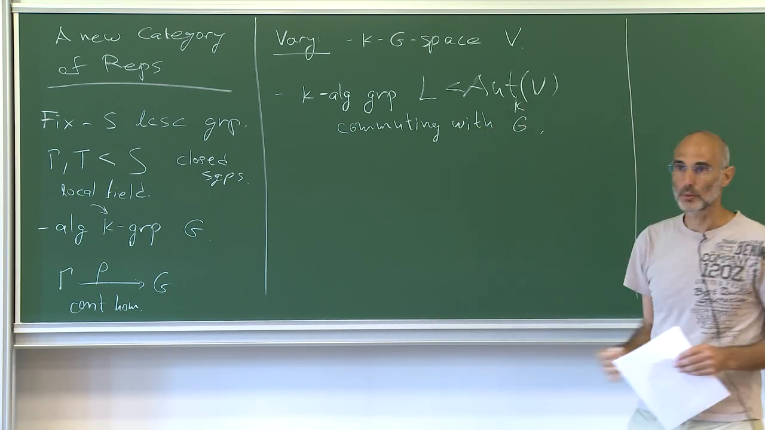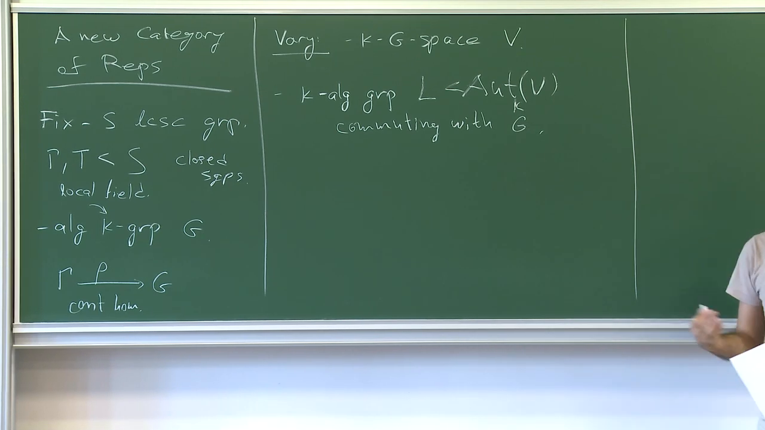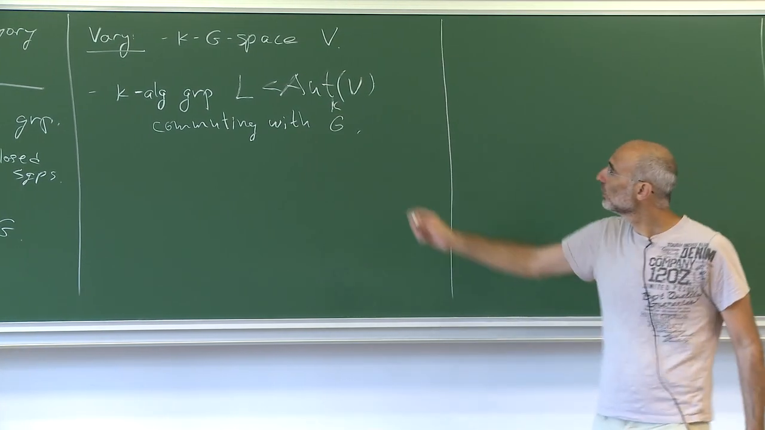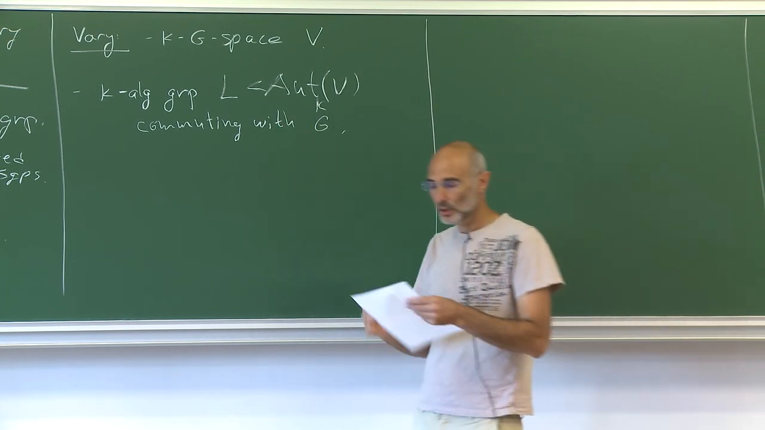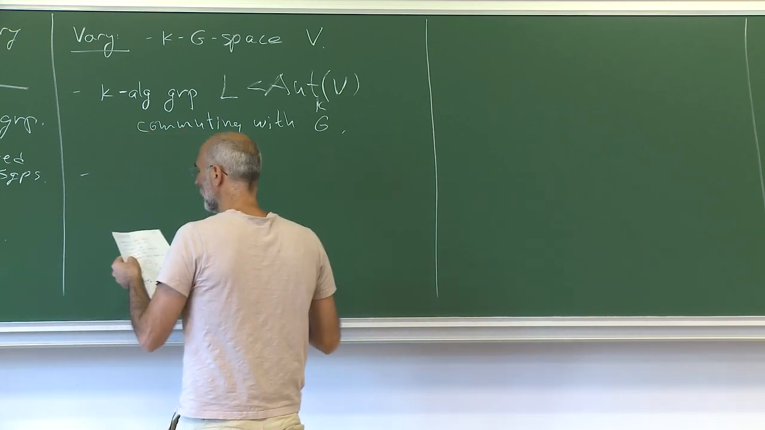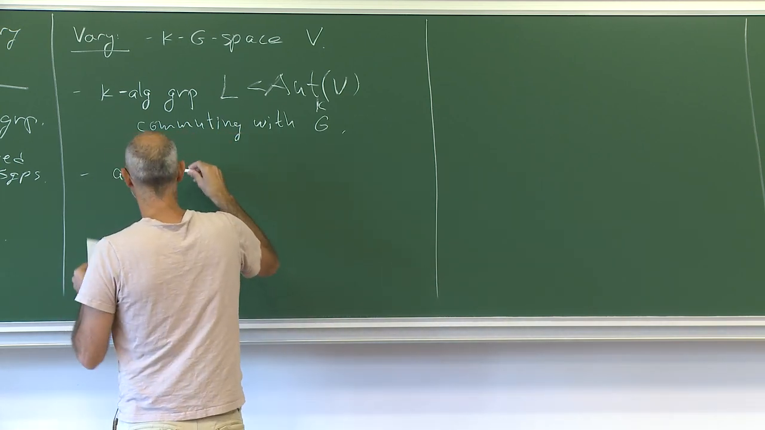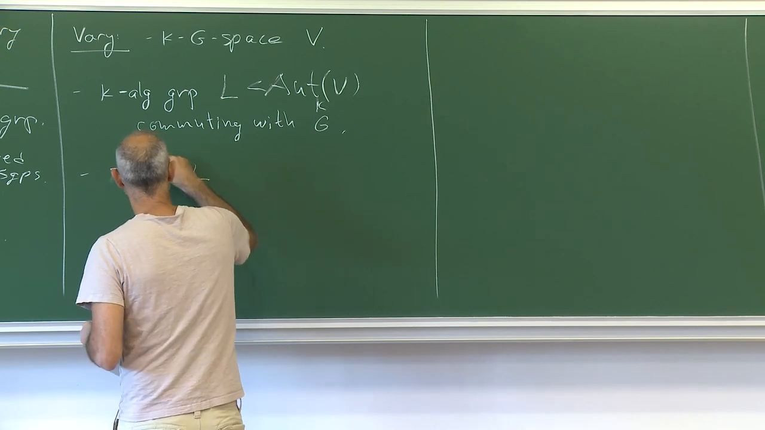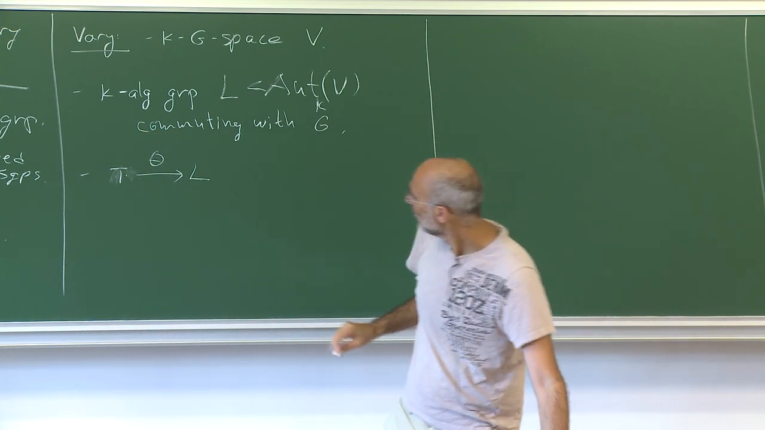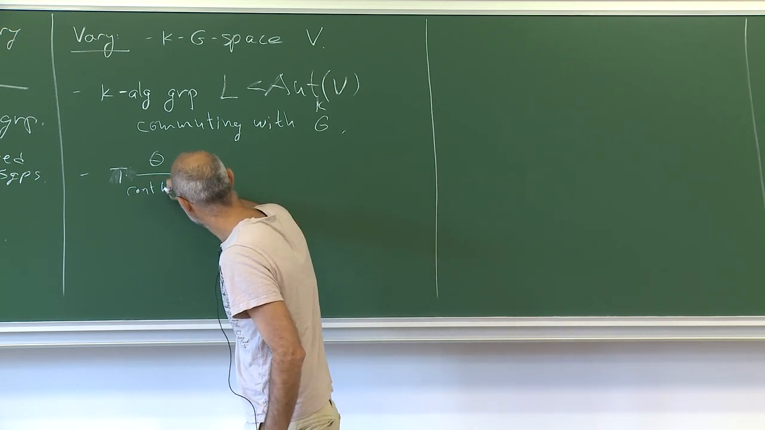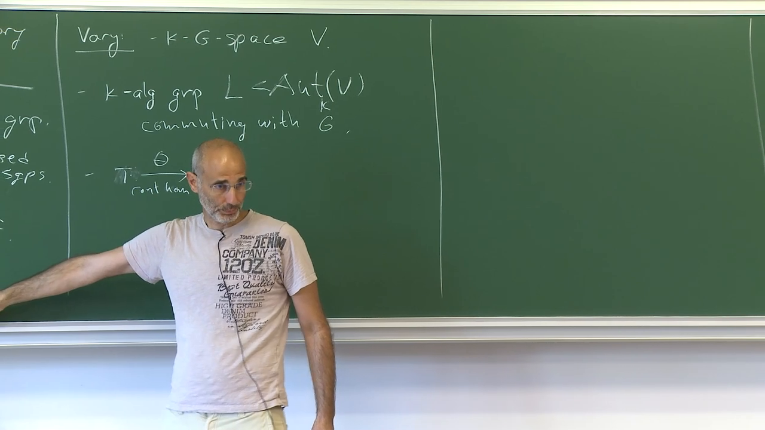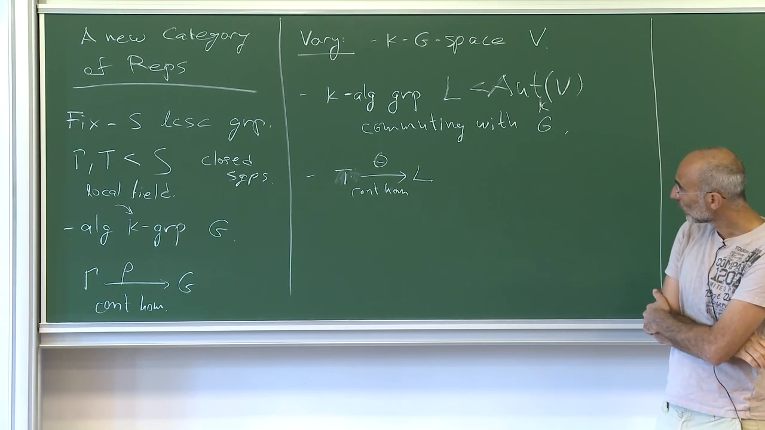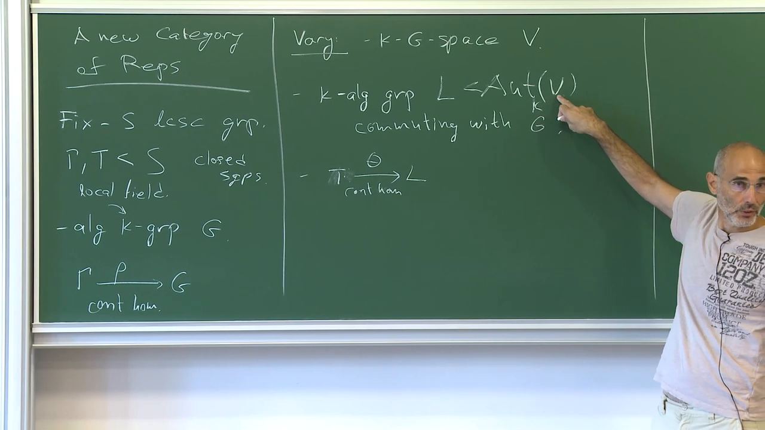I mean, the automorphism group of V in general is not an algebraic group. It could be some sort of infinite-dimensional object, but I'll take an algebraic subgroup of it, L. And I will have a representation theta. So gamma and T are not symmetric. For gamma, I fix the homomorphism, and for T, the homomorphism to L will be part of the varying structure. And V will be a G times L space, as you see here.